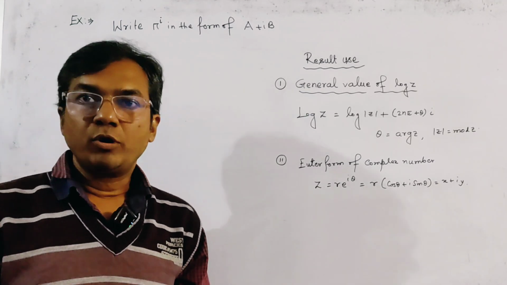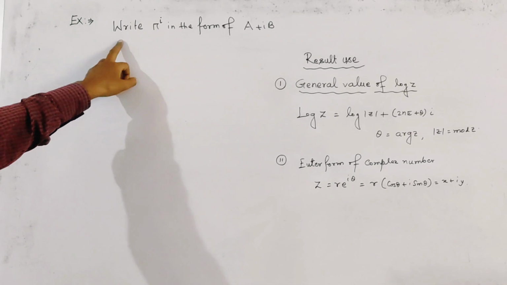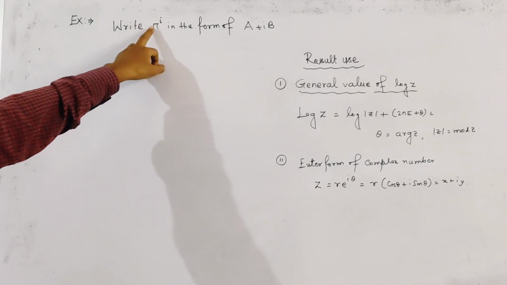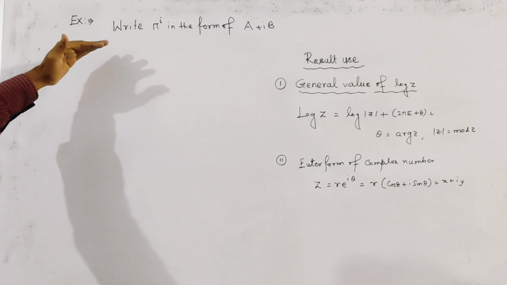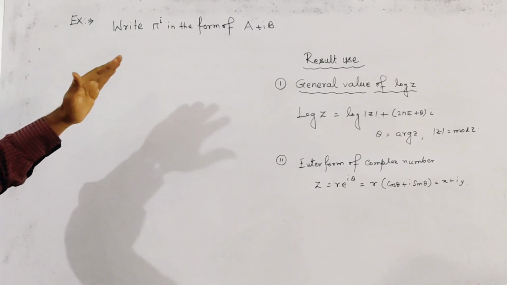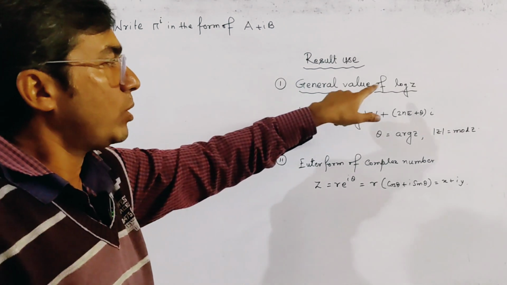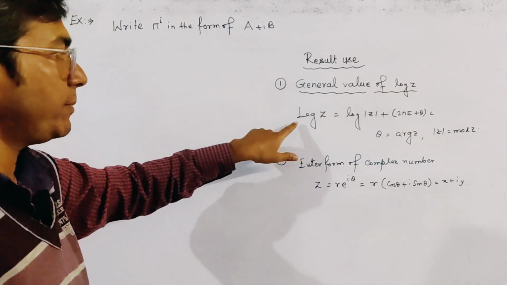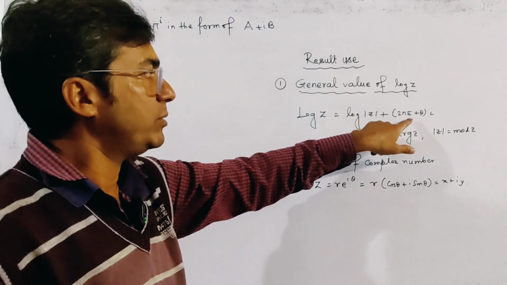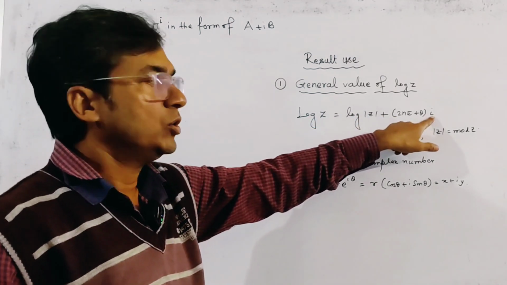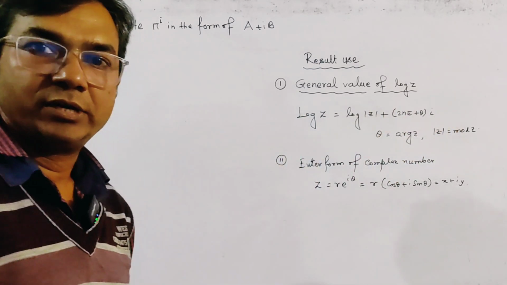This problem is from complex numbers, and the problem is: write pi to the power i in the form of a plus ib. Here we use two important results of complex numbers. The first is the general value of log z, which is given by capital Log z equal to log of mod z plus i times (2n pi plus theta), where theta is the argument of z and mod z is the modulus of z.